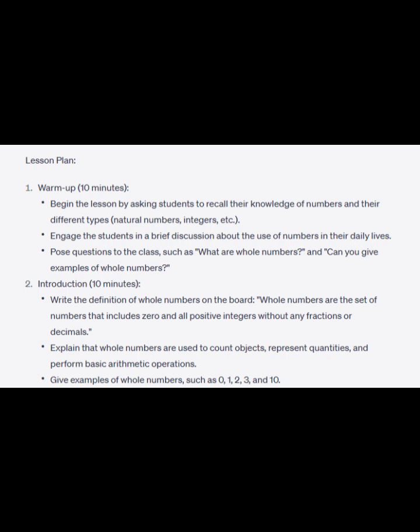Explain that whole numbers are used to count objects, represent quantities, and perform basic arithmetic operations. Give examples of whole numbers, such as 0, 1, 2, 3, and 10.